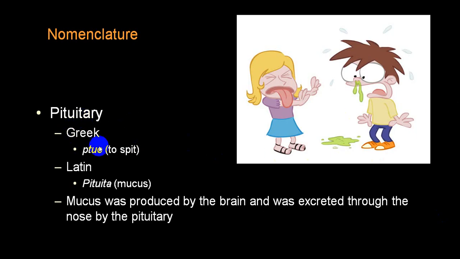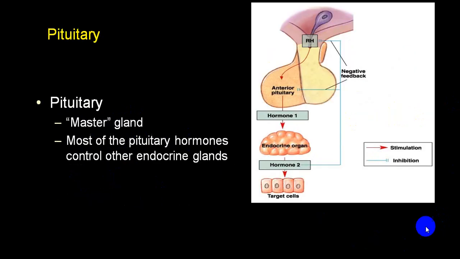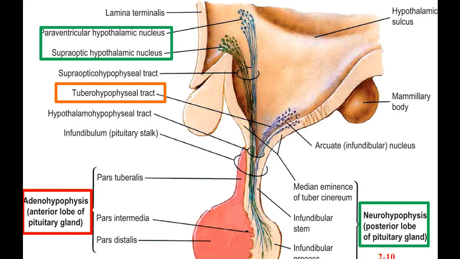Pituitary word was derived from a Greek word called pitio, to spit, and the Latin word pitua, that is mucus. So that was the word derived. It is called master gland because it secretes a lot of hormones which control many other endocrine glands, like thyroid, adrenal gland, gonads, etc. This we have already discussed.